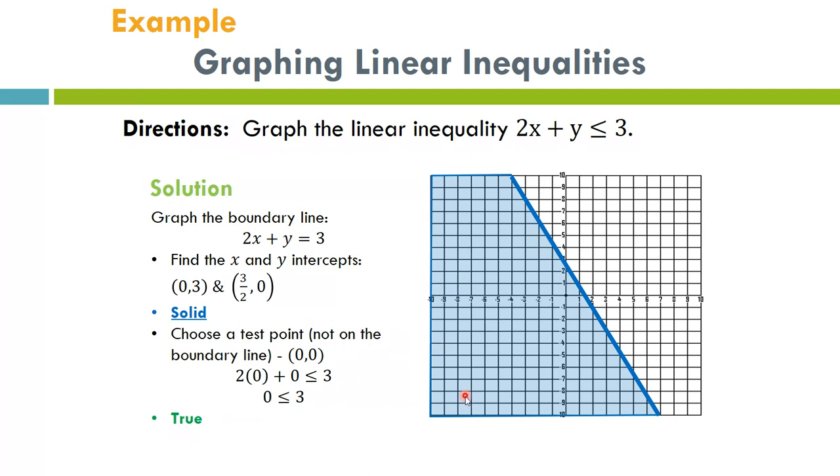So I shade towards the point. Remember, I chose the origin, and the origin turned out to be on the left side of this line if you want to look at it, and it made it true. So that's why my left side is shaded. Okay, cool.